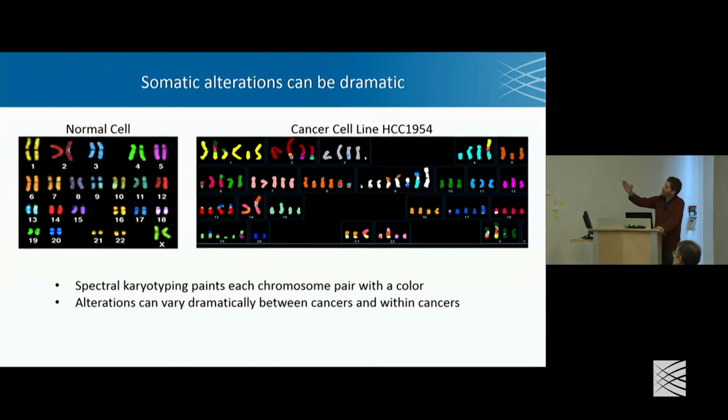Here we see a normal cell. You've got your 22 chromosomes. In this case, you have 2 X chromosomes. And then looking at the cancer cell line HCC1954, I just don't even want to get into this. This thing is just a mess. But this is an actual sample, and I can also show you non-cell line samples that have similar amounts of mutations.